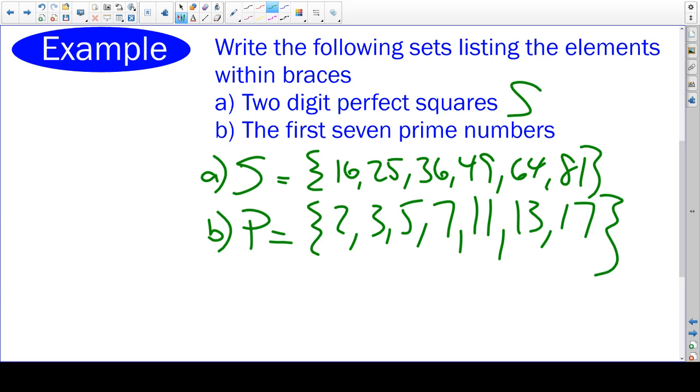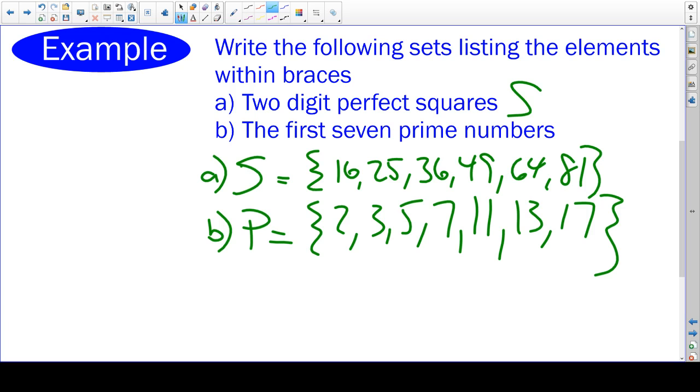The only even number that's prime is 2. After that, they're all odd. But not all odds are prime numbers. For example, the number 9 is divisible by 3, so the number 9 would not be a prime number. Okay? So, that's how we write sets. With a capital letter, brace brackets, and we write out what is inside.